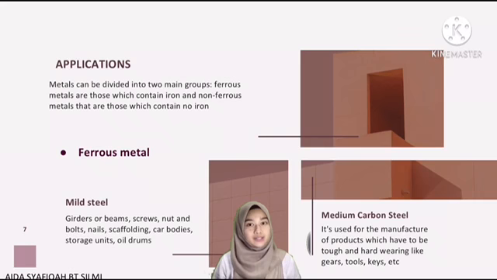Metals can be divided into two main groups: ferrous metals, which are those that contain iron, and non-ferrous metals, which are those that contain no iron. We go first for ferrous metals.